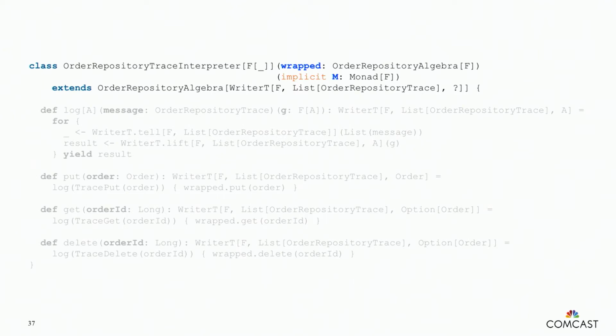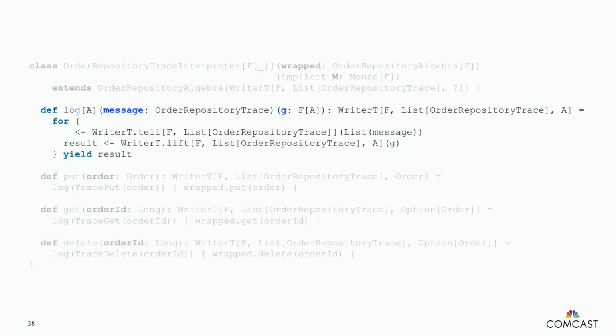And we're going to have writer t. So what we want to write is a list of these traces, right? We want to generate a list of every one of these trace objects that we are going to create. And we want to do that in whatever our effect was, and then our type will be open to whatever the type of the operation is.